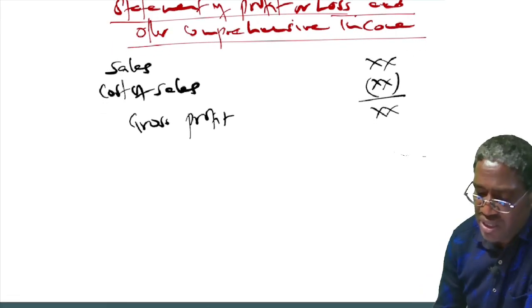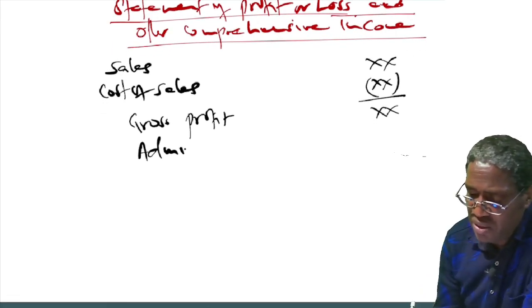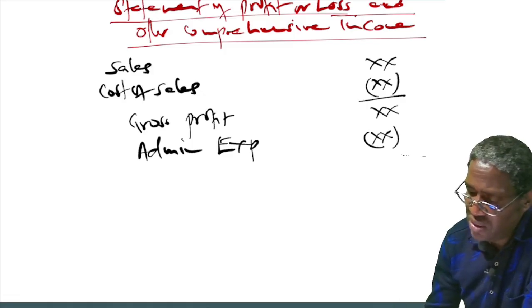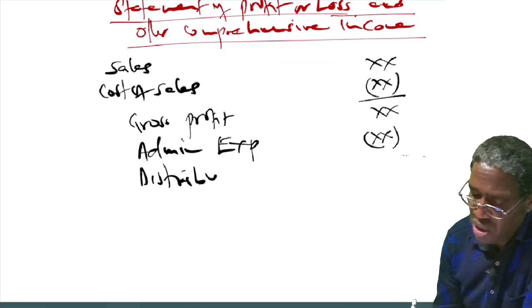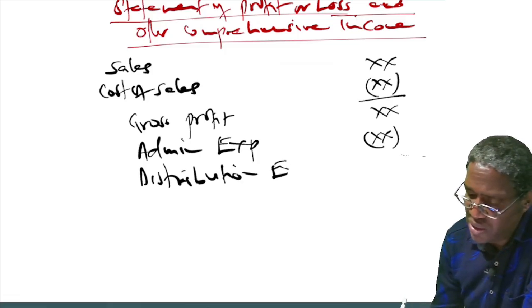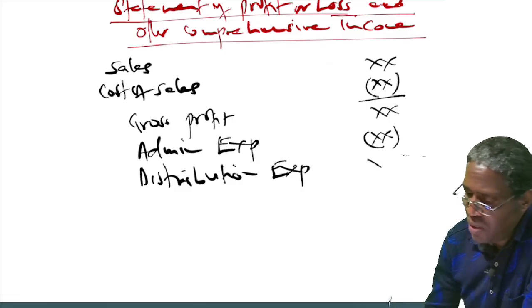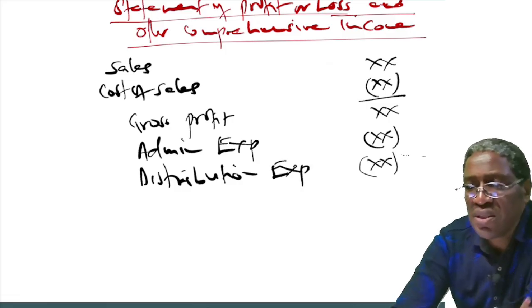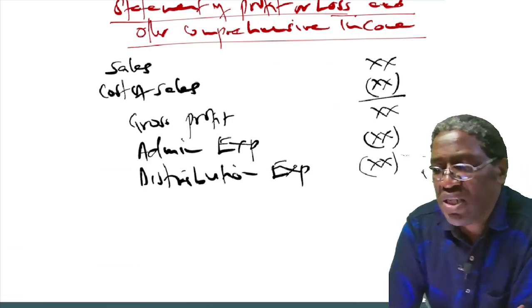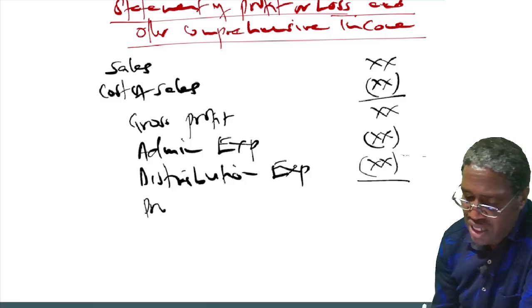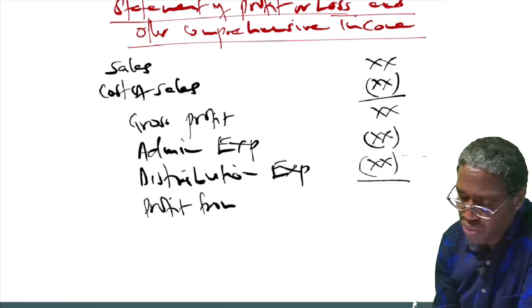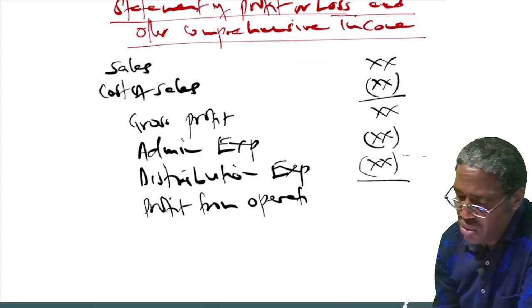Then from there I said you minus the admin expenses. Whatever it is. I also said you minus the selling and distribution. Let me just call it distribution expenses. Whatever it is. Then I said once you minus the distribution expenses, you get the net. And that's what you call profit from operations. Profit from operations. Whatever it is.